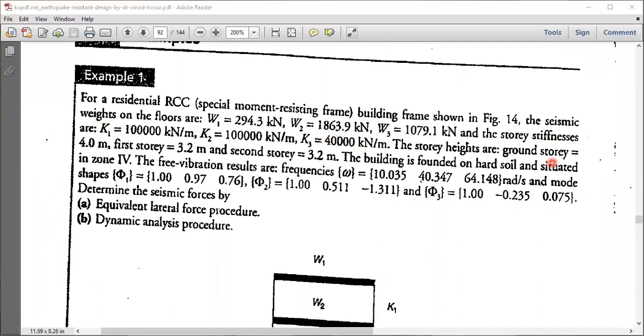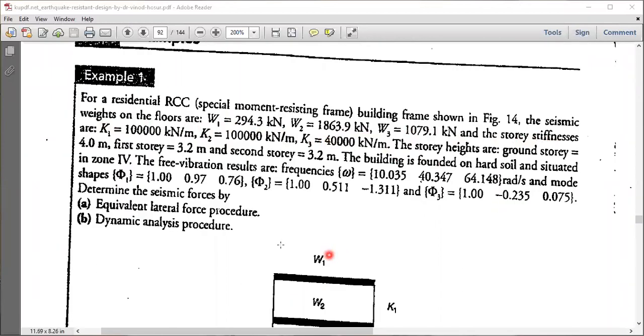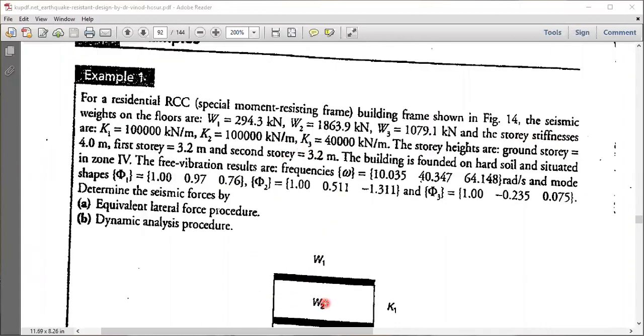The story heights are: the ground story is 4 meters, that is this one is 4 meters. The first story is 3.2 meters and the second story is also 3.2 meters. Founded on hard soil and situated in zone 4. So we know that it is in zone 4, and we'll have to pick the Z value for zone 4.